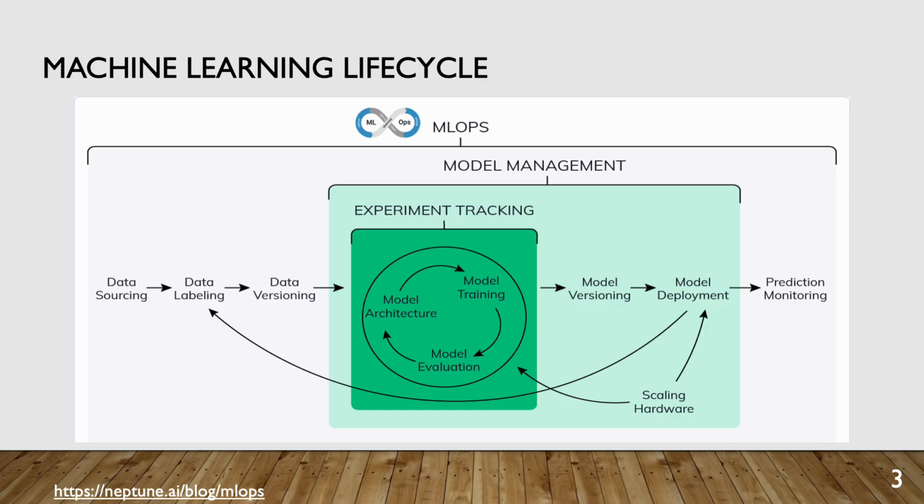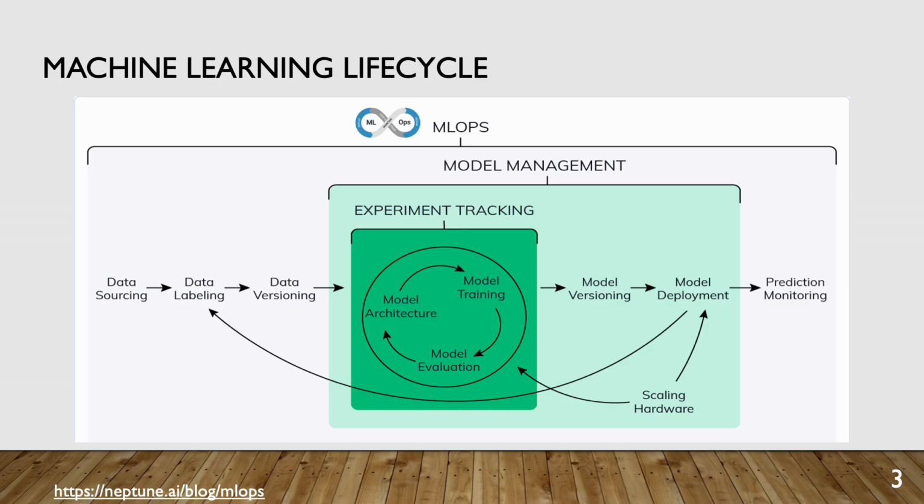Here is a quick look at the machine learning lifecycle. We begin with data sourcing, collecting raw data, and then move to data labeling, where the data is annotated so models can learn from it. From there, we apply data versioning that keeps track of which data sets are used in each experiment. And then the heart of MLOps is experiment tracking. This includes iterating through model architecture design, training, and evaluation, a cycle that repeats until we find the best performing model.